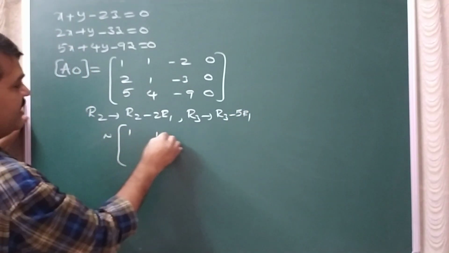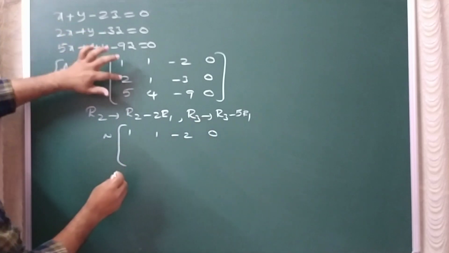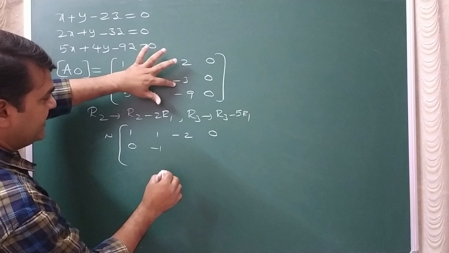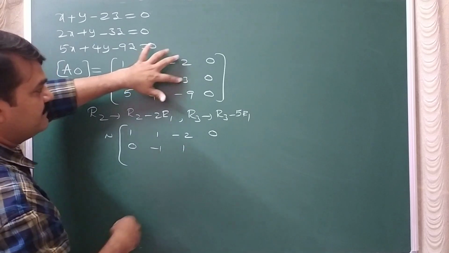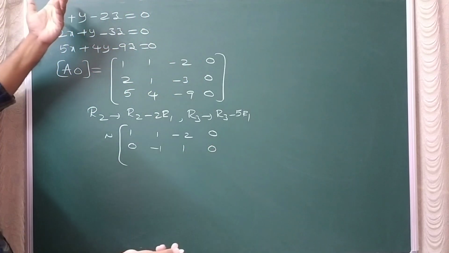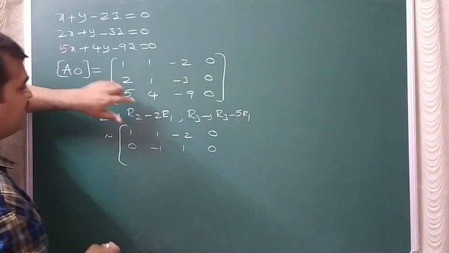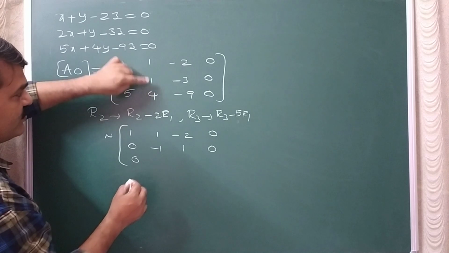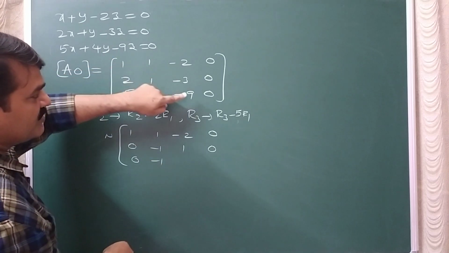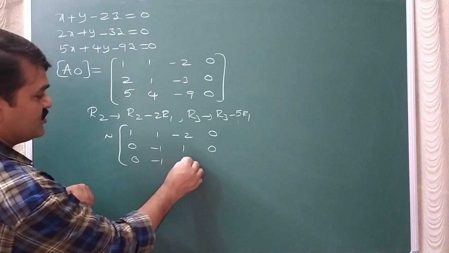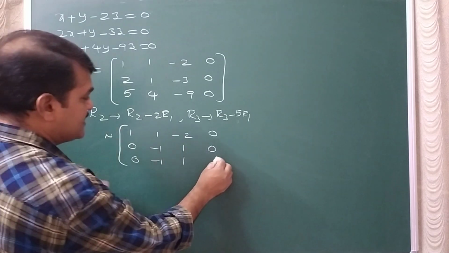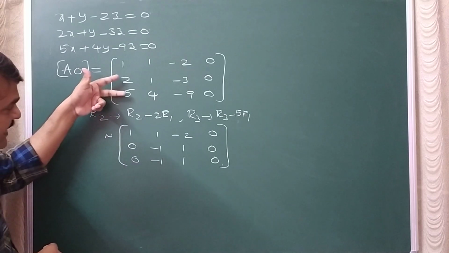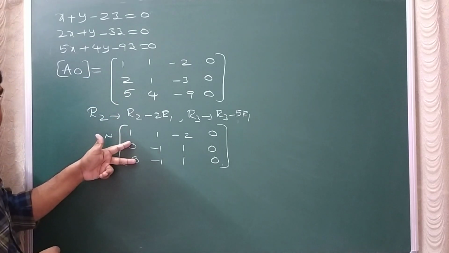So first row same. R2 minus 2R1: 0, 1 minus 2 is minus 1, minus 3 plus 4 is 1, and the last column is anyhow zero. R3 minus 5R1: 0, 4 minus 5 is minus 1, minus 9 plus 10 is 1, and the last column is anyhow zero. So first step, getting zeros in these two places, is completed.